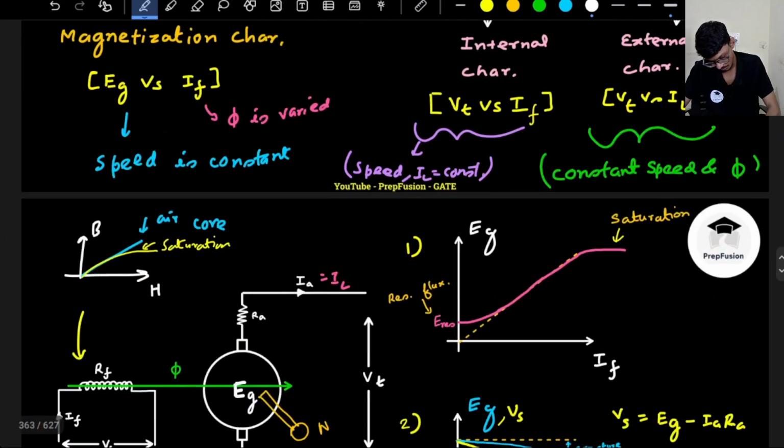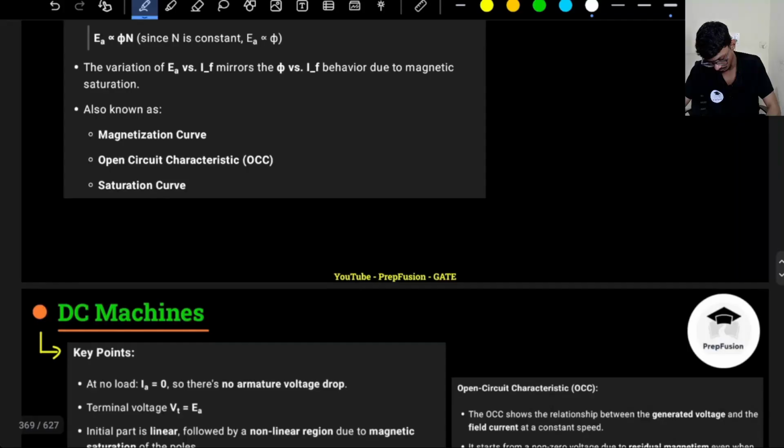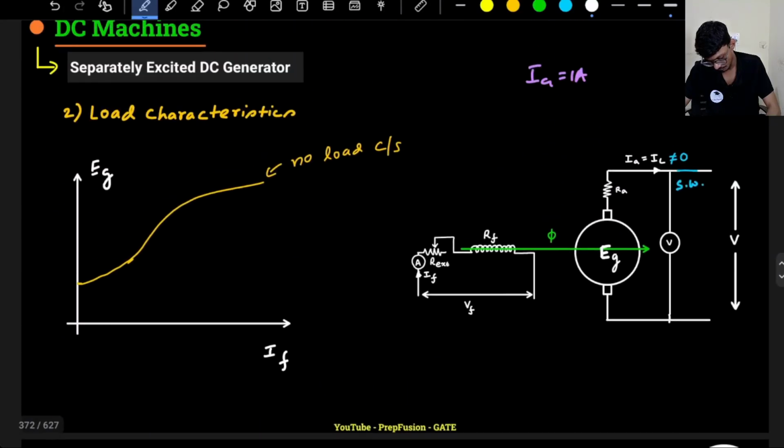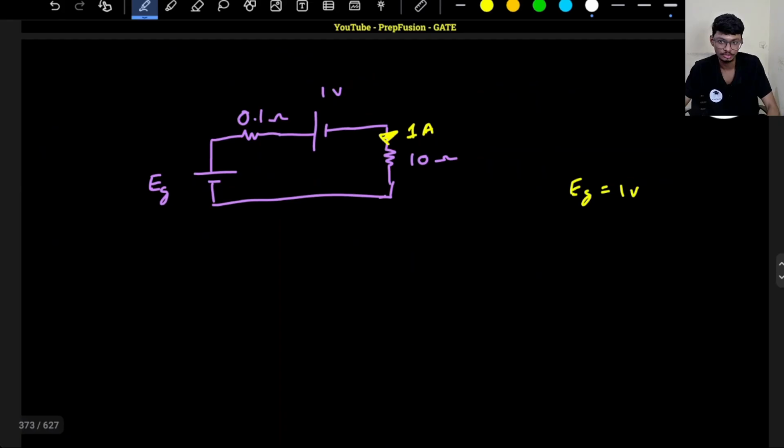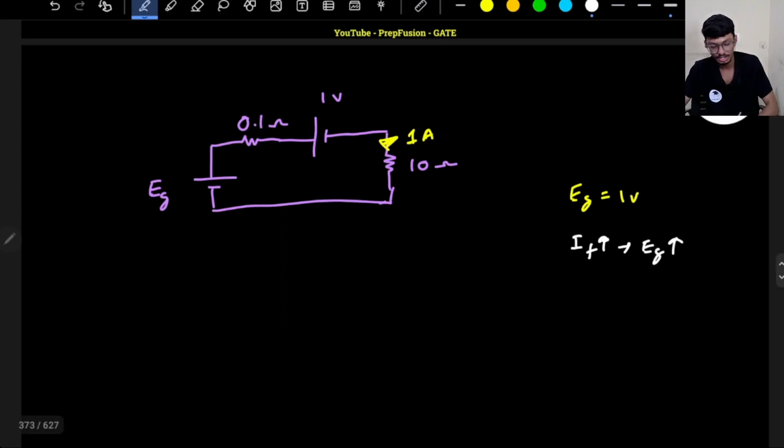So this was the internal characteristics. Now I will discuss about it. I hope you have understood this point. If due to the residual flux I have the generated voltage as 1 volt, but it is not sufficient to provide 1 ampere of current, what will happen? I have to increase my field current further so that Eg increases further and so that 1 ampere of current flows.